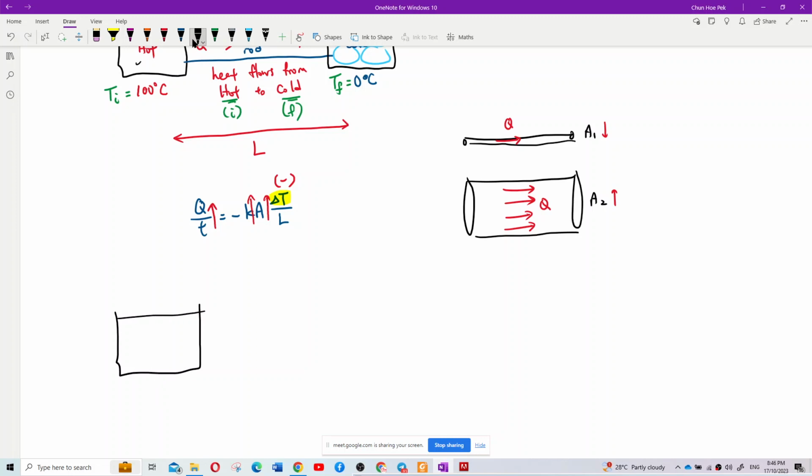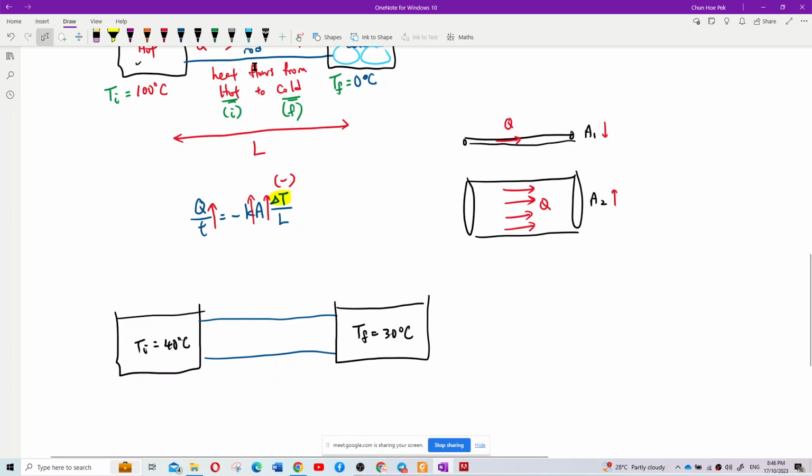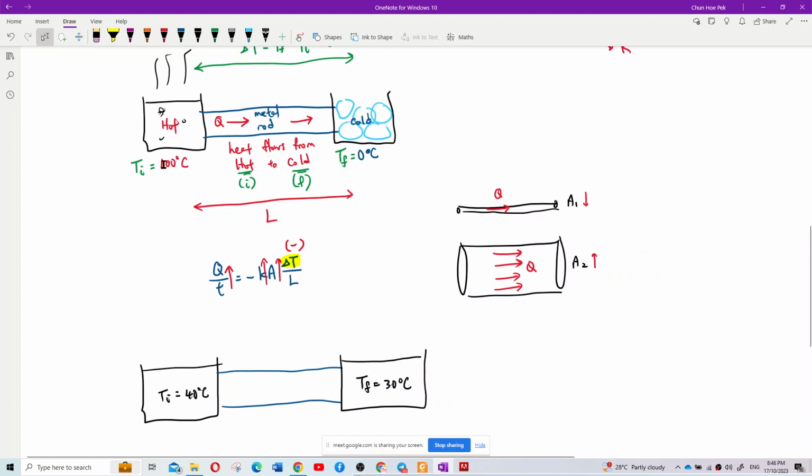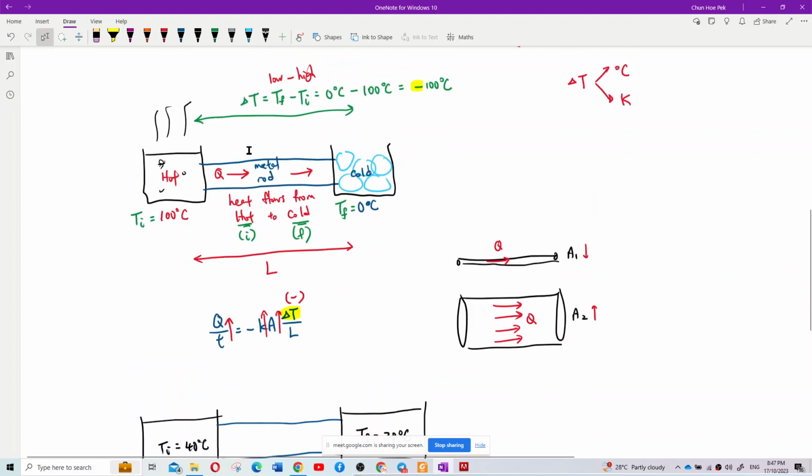Let's say I have maybe this initial temperature is just 40 degrees Celsius. 40 degrees Celsius water. To transfer the heat through a metal rod to another source of water with just a bit colder final temperature. Maybe it's just 30 degrees Celsius, warm water. So now I want to ask you, class, what is the temperature gradient? You compare this 100 to 0 and 40 to 30. What's the difference in their temperature gradient?